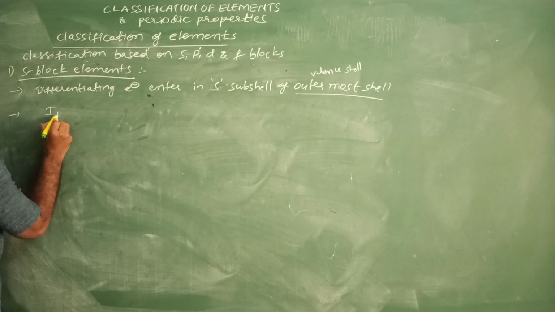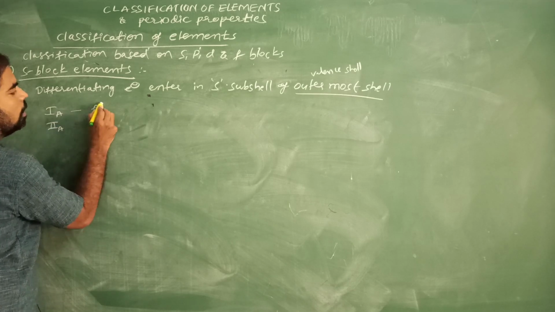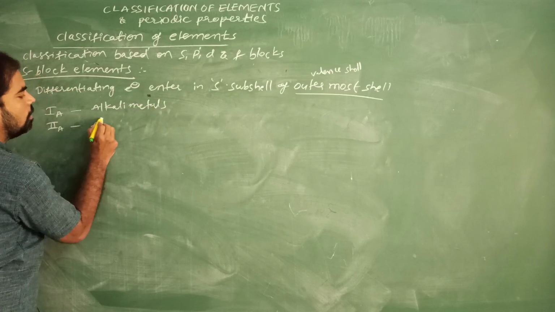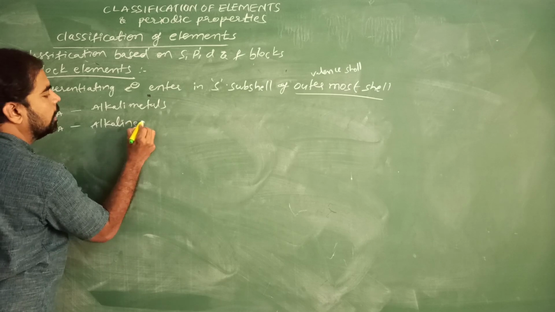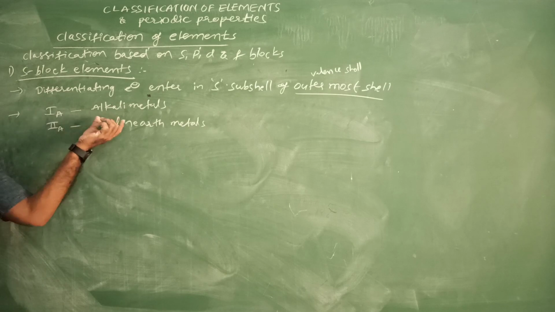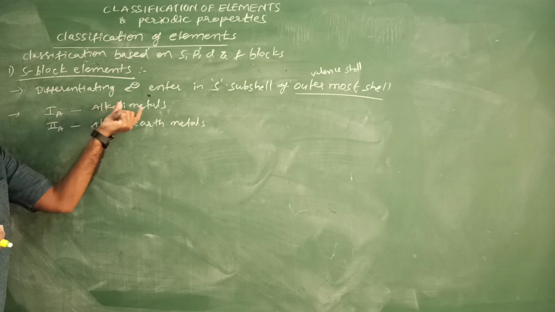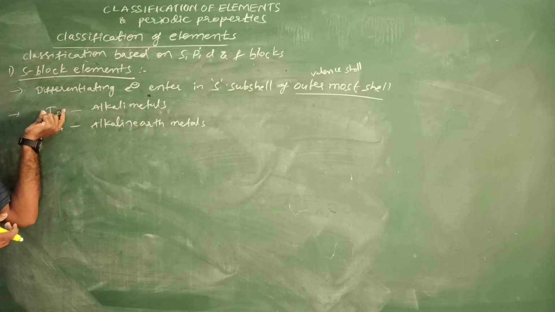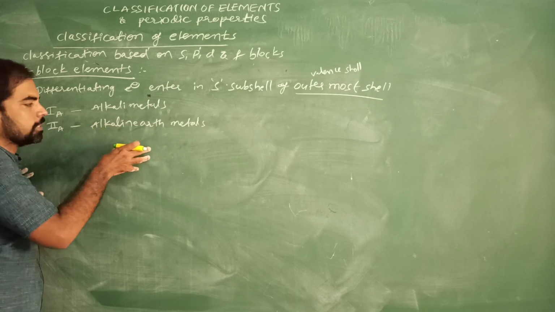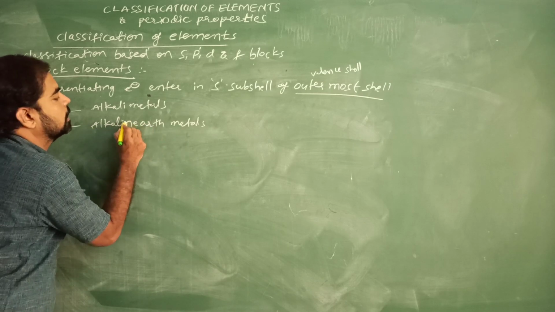In S block elements, 1A and 2A groups are present. First A elements are called alkali metals. Second A are called alkaline earth metals. Why are they called alkali metals? Alkali means base. The metal oxides have some basic nature, hence they are called alkali metals. Alkaline earth metals are the metal oxides which are present in the earth crust. That is the reason why they are called alkaline earth metals.